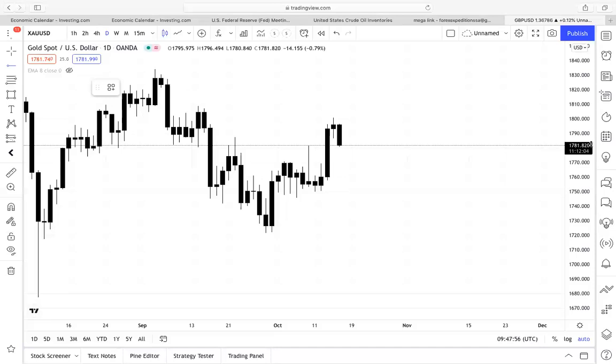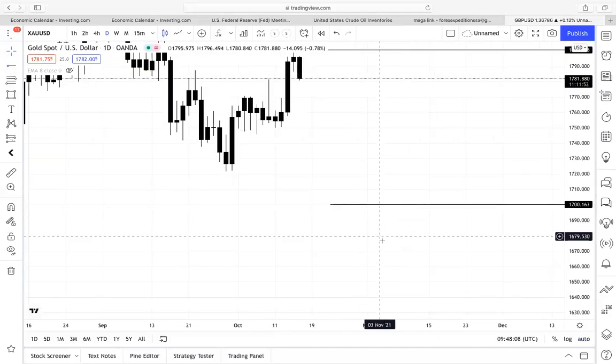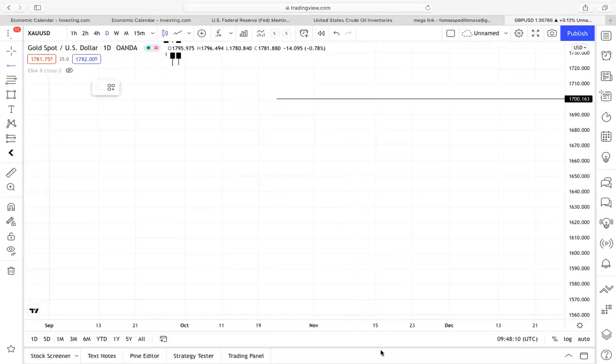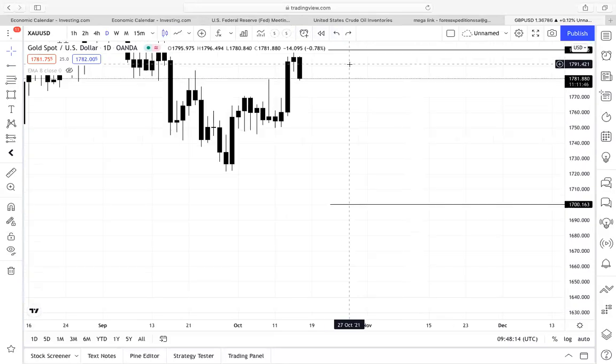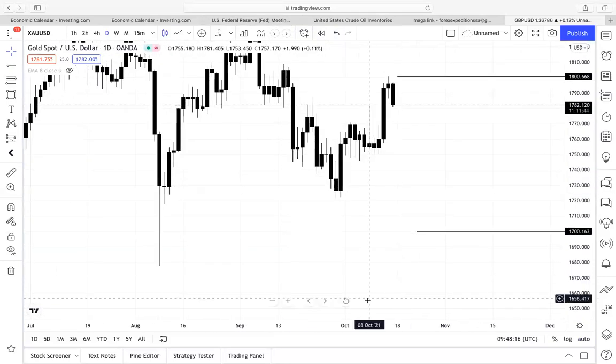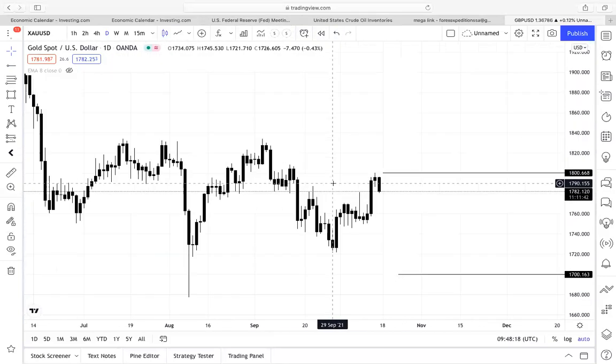Price is at 1,781. You obviously look at 1,700 and 1,800. Simple as that. If price was here, I would look at 1,700 and 1,600. Like I said, 1,001, 1,002, 1,003. Do you guys understand? Do you guys see now how you break it down?